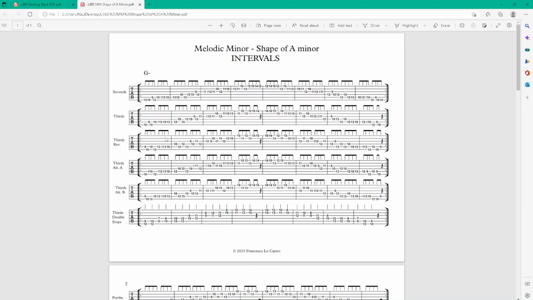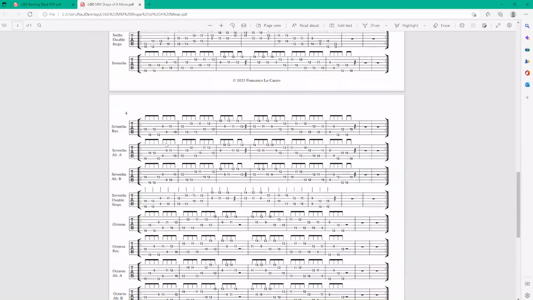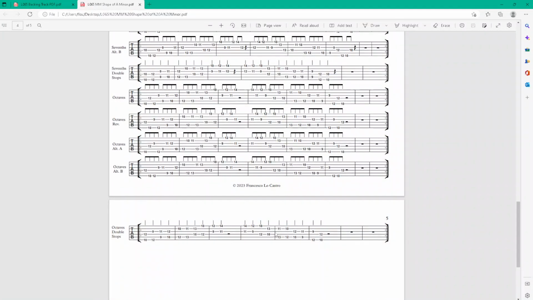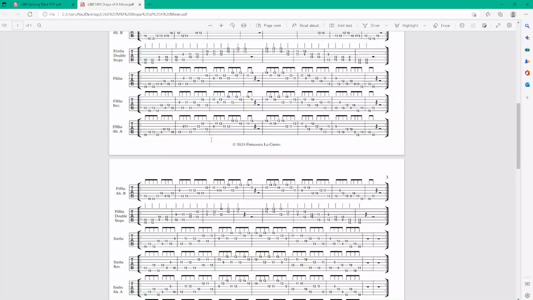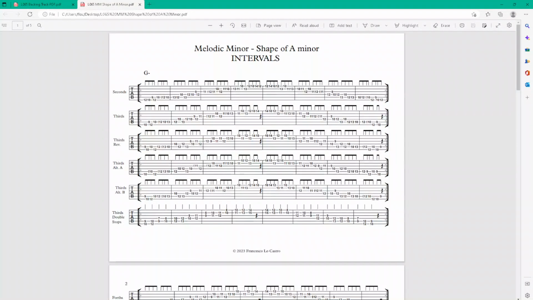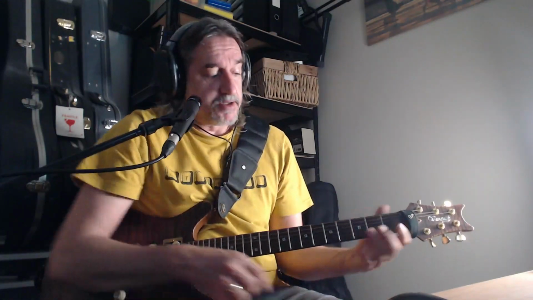And you have intervallic studies as always, going from seconds all the way to octaves, including double stops and several variations of the same intervallic studies. From that point of view, nothing new under the sun in a way. The methodology is the same that we employed so far, not only for major modes, but also melodic minor modes in the last 4 lessons. The shape we're looking at is basically the shape of A minor.